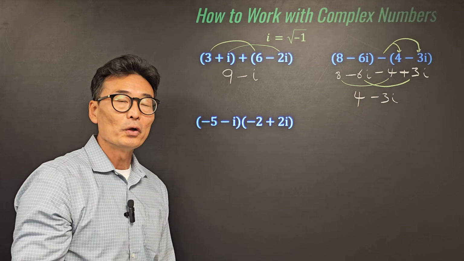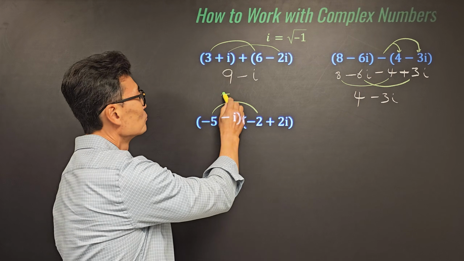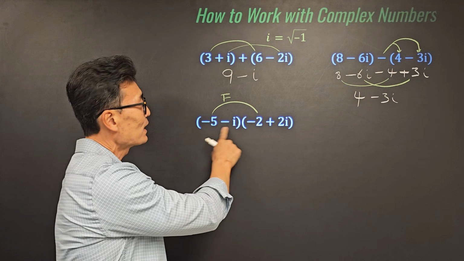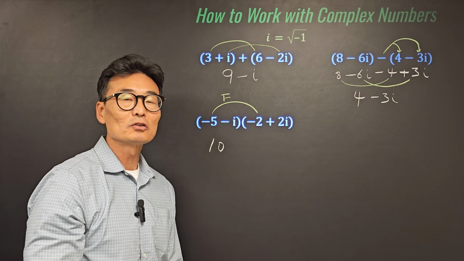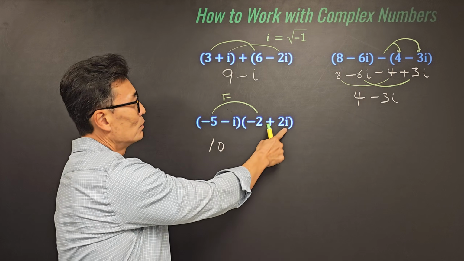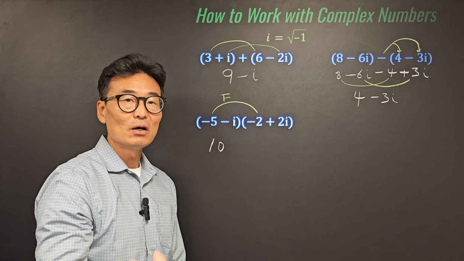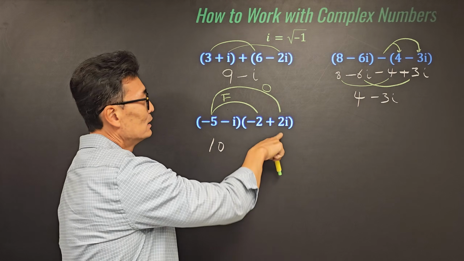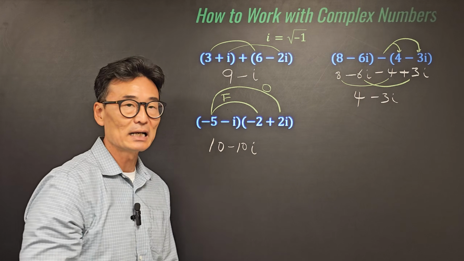We're going to FOIL, meaning we'll take the front with the front. That's where the F for the FOIL comes in. Negative 5 times negative 2 is positive 10. Next, we're going to multiply the outer one. The first one with the outer one, so that's where the O comes in. So negative 5 times the positive 2i, which will be negative 10i.